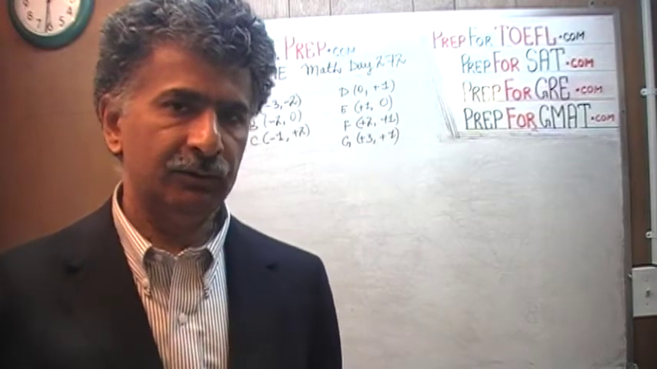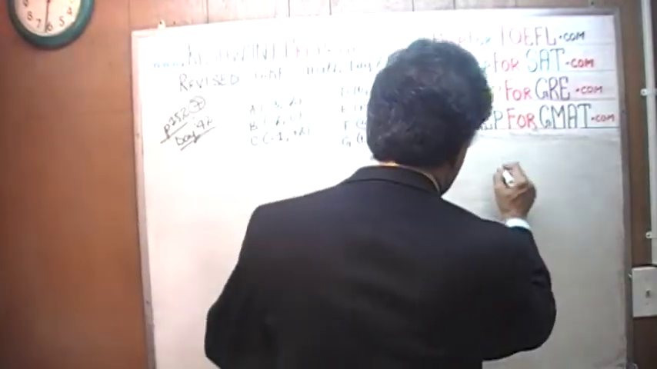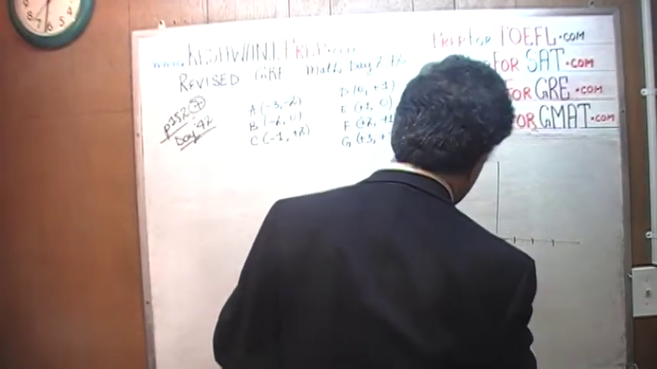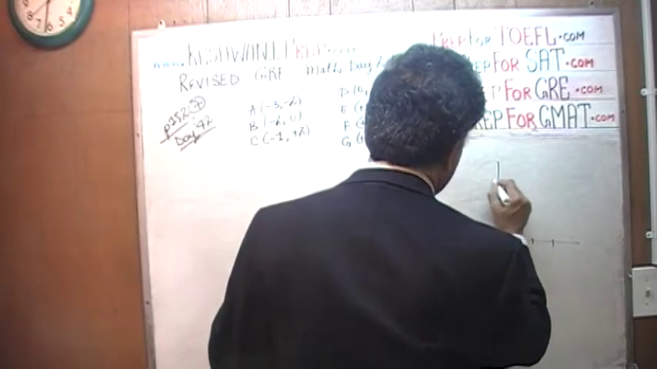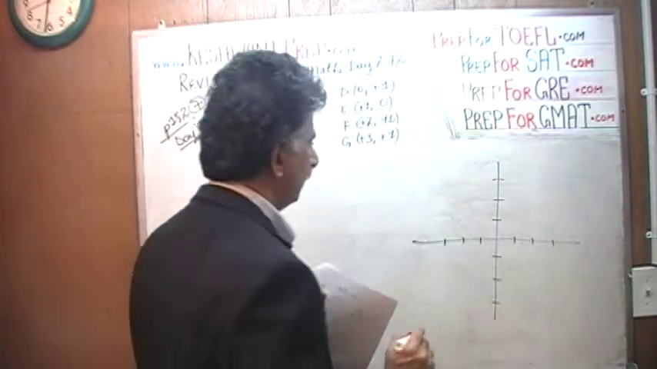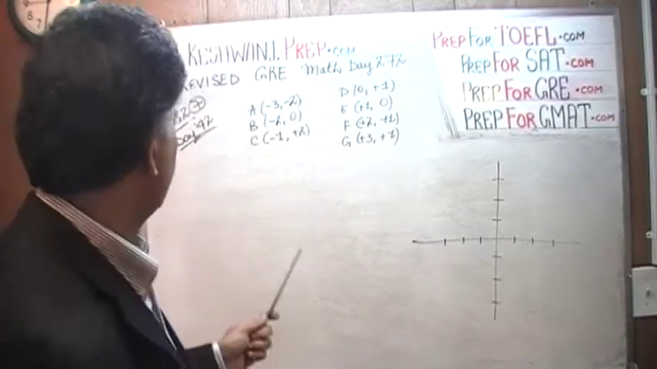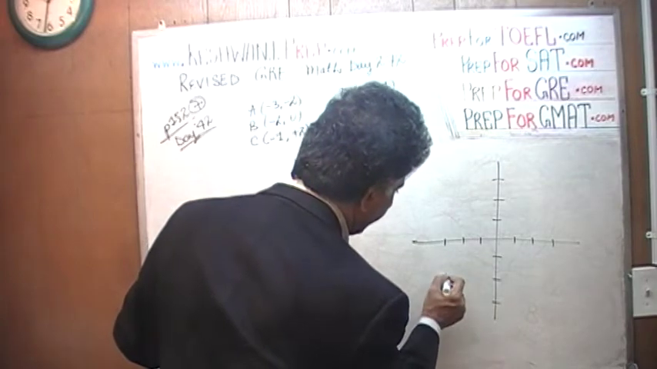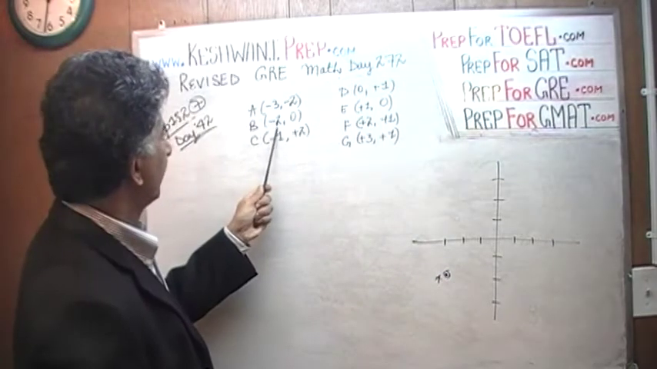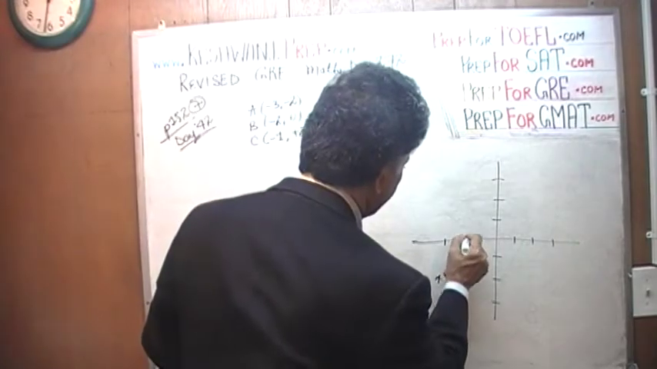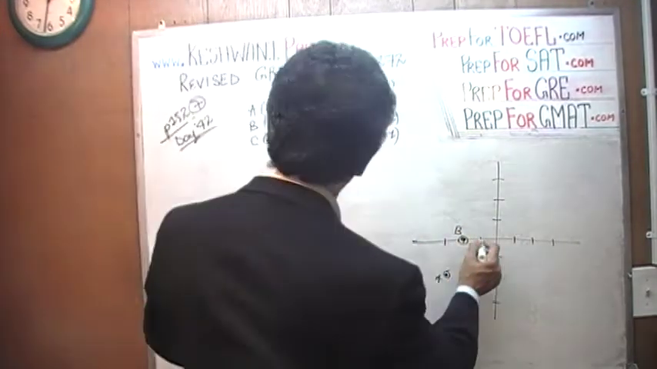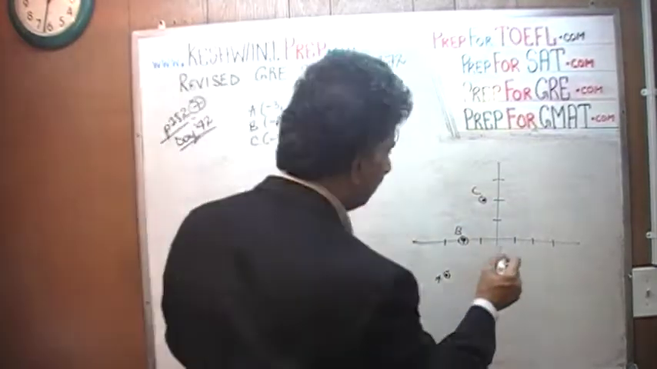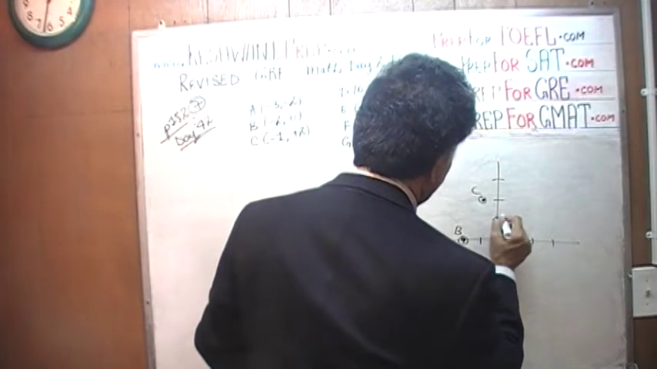So now we're going to use these points and reproduce the graph that you see there. Point A would be (-3, -2): -3, and then 1, 2, 3 up, and -2. Somewhere here is our point A. Point B is (-2, 0), right here is point B. Point C is (-1, +2), somewhere here. That's our point C. D is (0, +1). That's our point D.